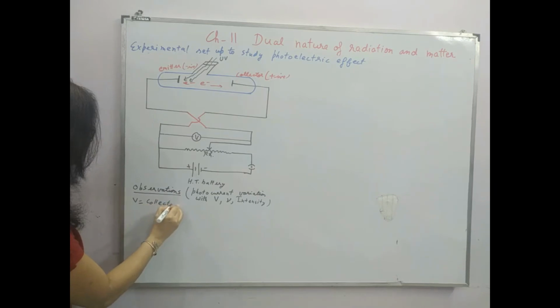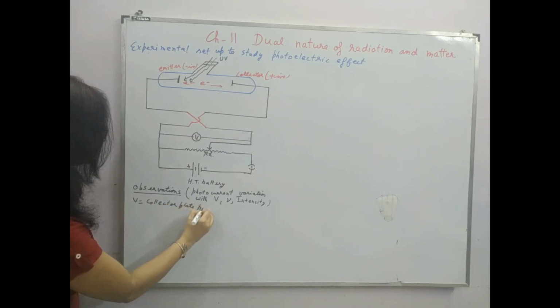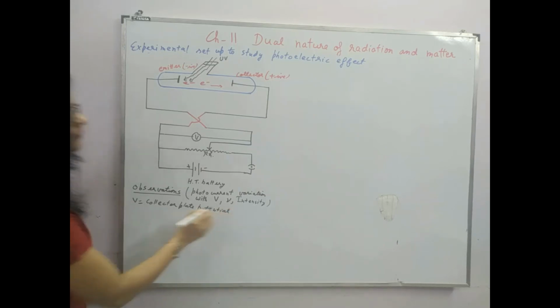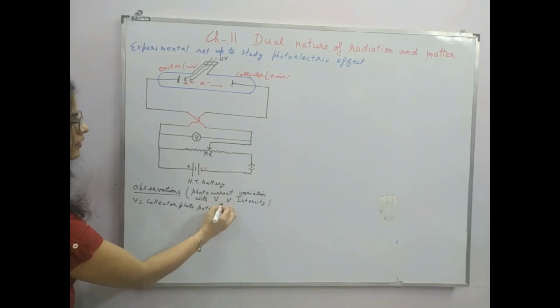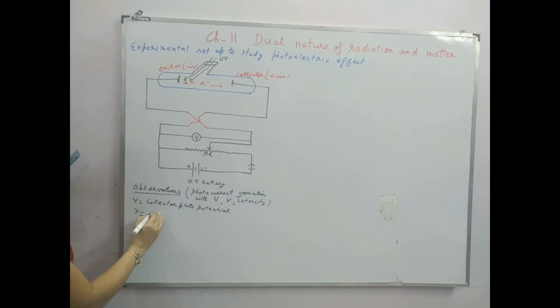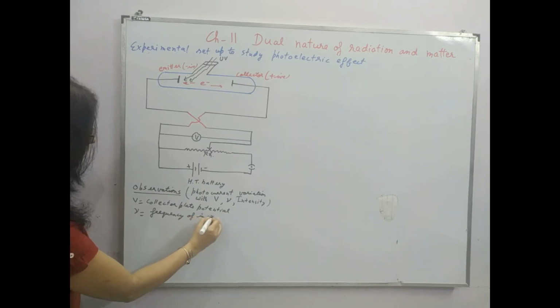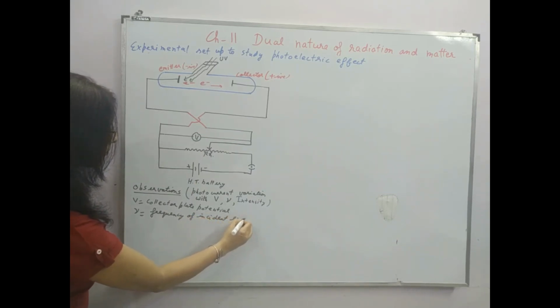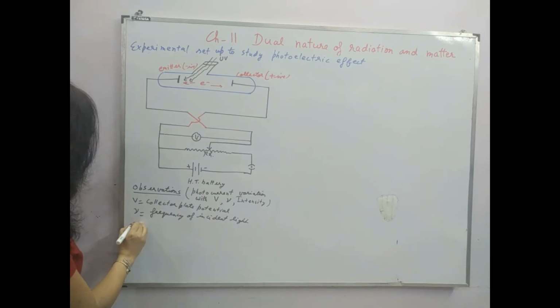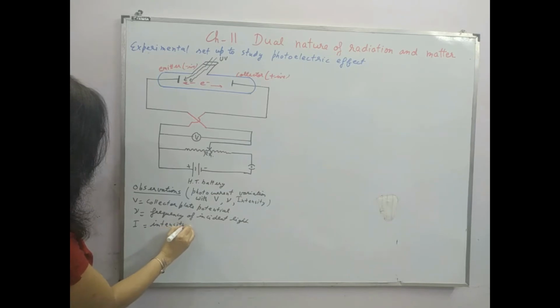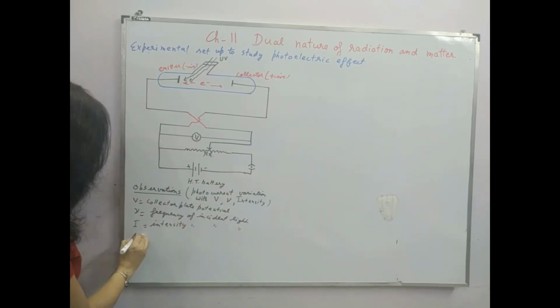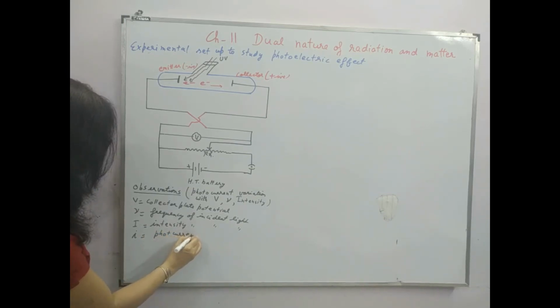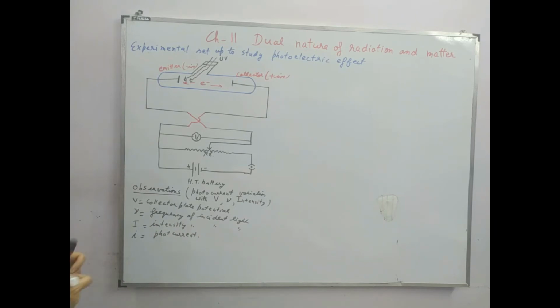collector plate potential, right? This is frequency of incident light, and I is the intensity of incident light. Small i I am using here for photocurrent. So let's start discussing the observations.